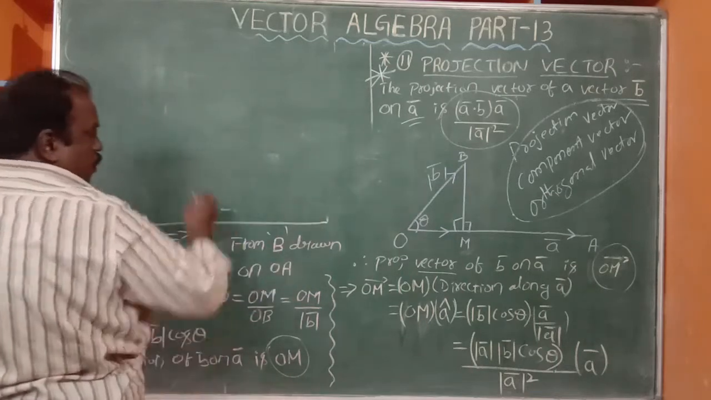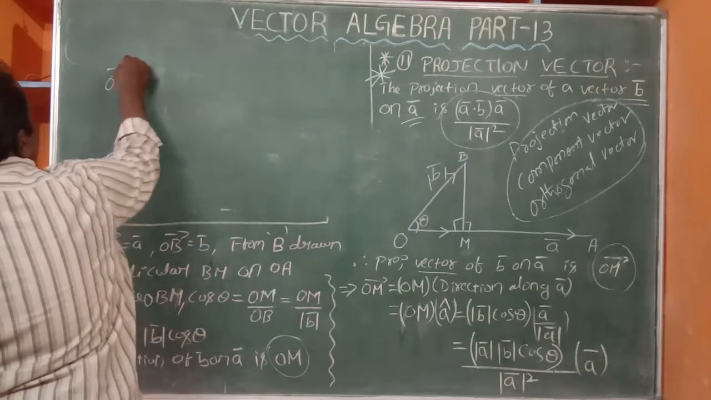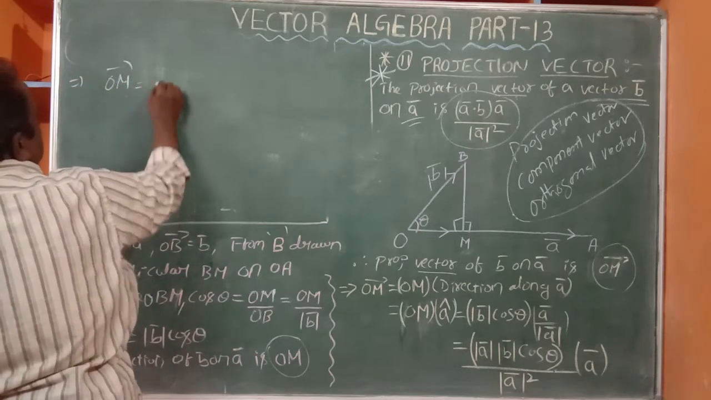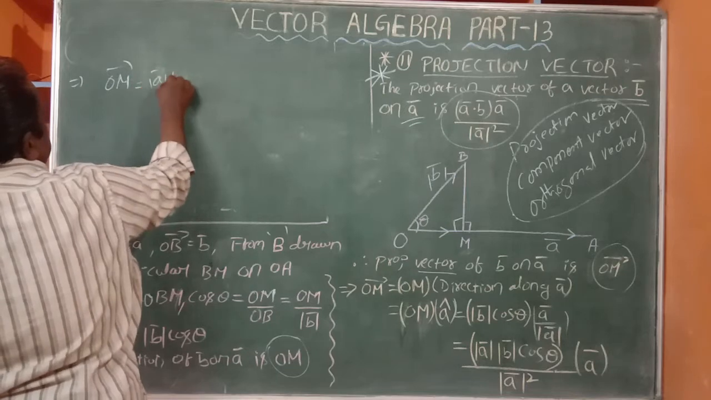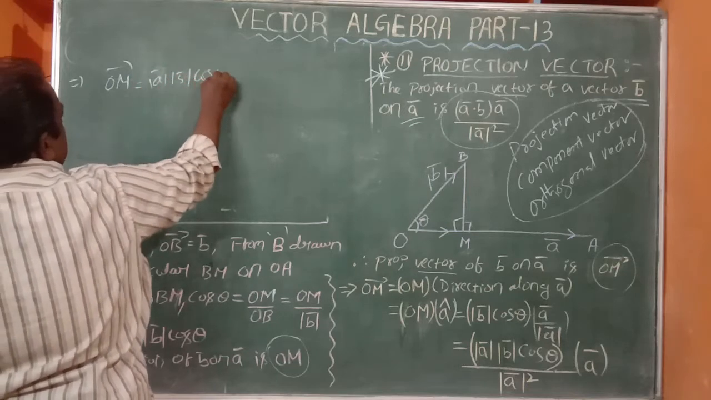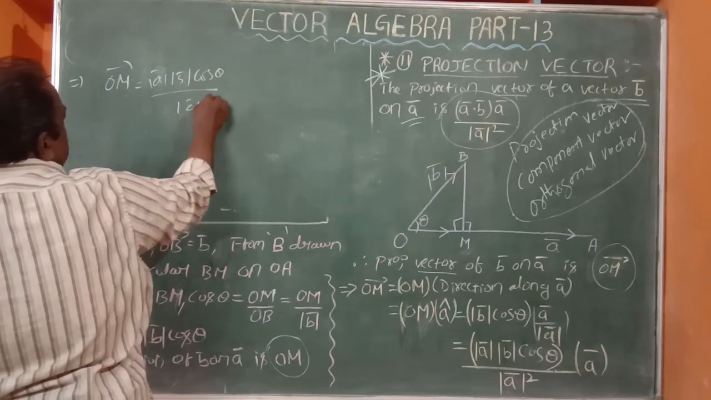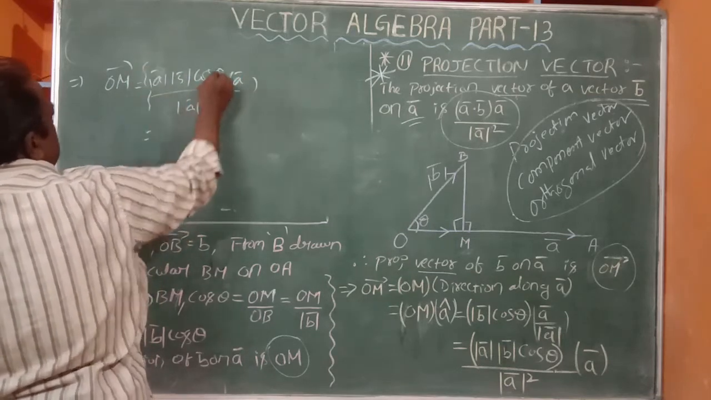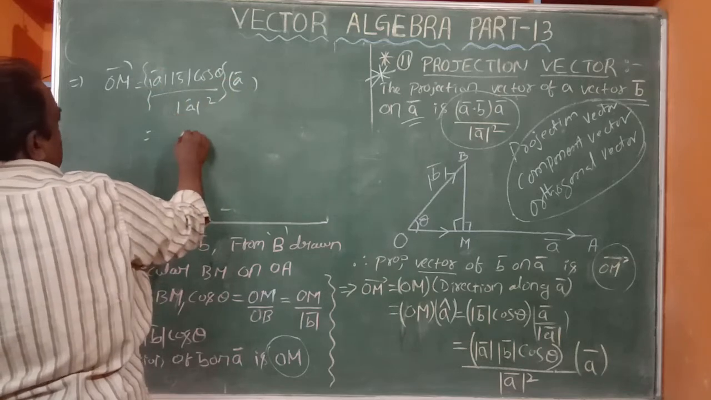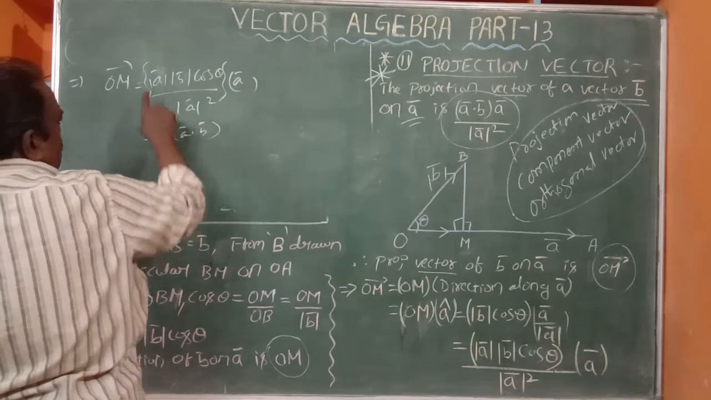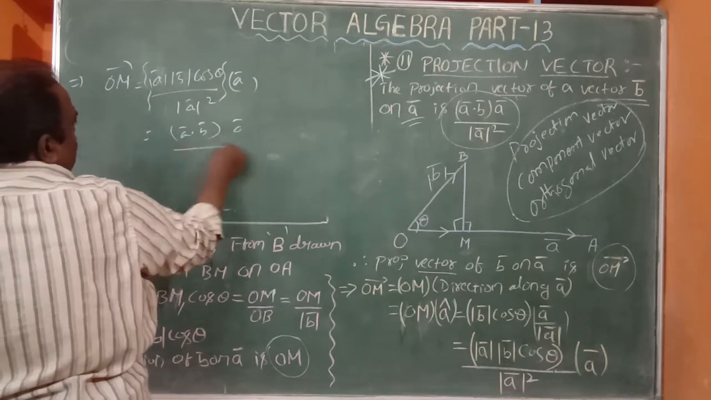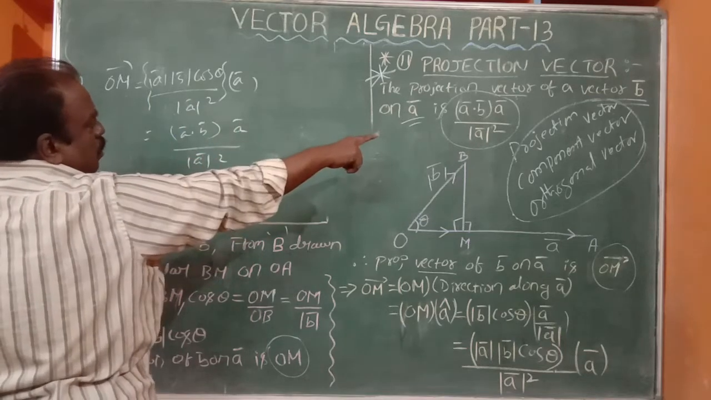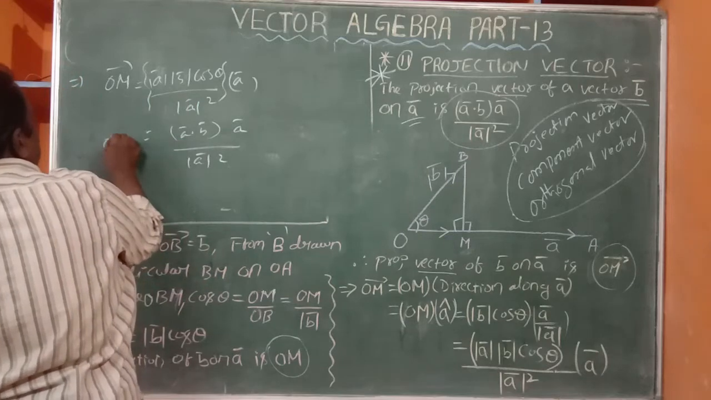Observe. OM bar, that implies OM bar is equal to modulus of A bar modulus of B bar cos theta by modulus of A bar square into A bar is there. It is A bar dot B bar. Okay now? Into A bar by modulus of A bar square. That is what we have to prove. Okay now? This is OM bar.